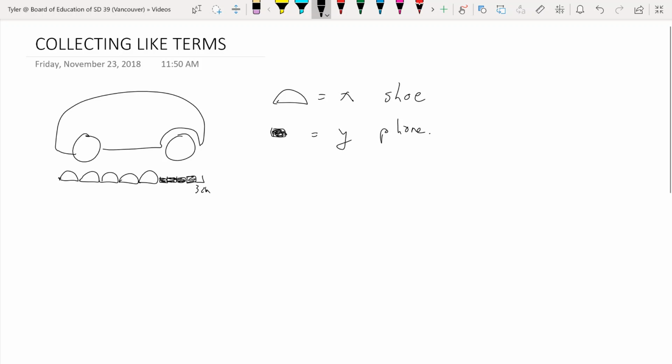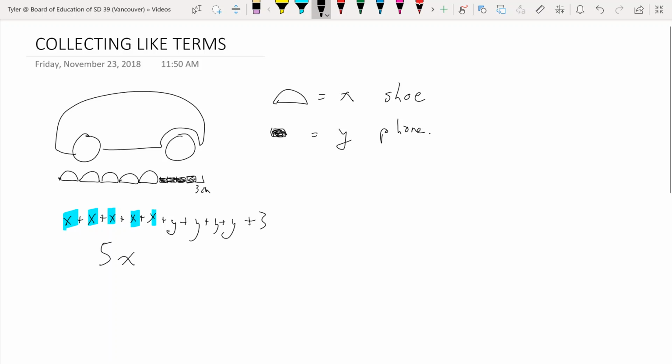If I wrote this out as a math expression saying what's happening, it would be X plus X plus X plus X plus X for all 5 of those shoes. And then plus Y plus Y plus Y plus Y for those 4 phones that I had. Then plus 3 at the end. So now our question is what stuff can go together? These X's are all exactly the same. So basically what we're saying is we have 5 X's, and the way that we write 5X is this.